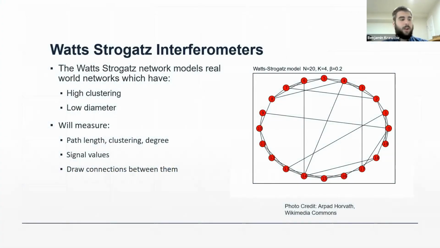Now I'd like to talk about what I'm currently working on. I am working with a model called the Watts-Strogatz network, which in the literature is used to model small world networks. So this model has a high clustering coefficient and low diameter, where diameter is the largest shortest path length in the network. So the longest distance between two nodes. And what I've done is I've started adapting this to an interferometer, and I'm going to measure the path length, clustering, and degree. And then I'm also going to calculate the signal values and see if I can draw some connection between them to make some statements about what clustering, path length, and degree mean for an interferometer.